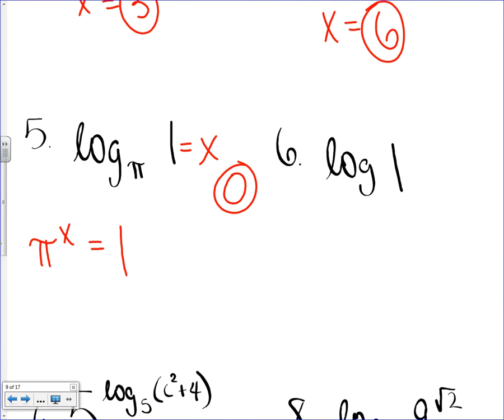Same thing is going to happen in number 6. We have a base 10 here. So this will be 10 to the x is equal to 1. In order for this to happen, x would have to be 0. Has to be. Again, that's property number 1.